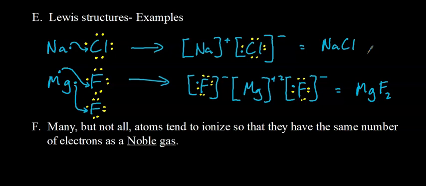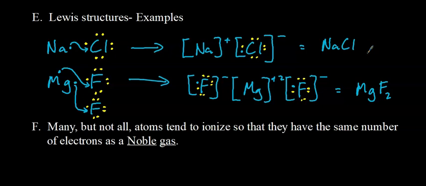How those ions form first of all. So we've heard this before: many but not all atoms tend to ionize so that they have the same number of electrons as a noble gas. So what's so special about a noble gas? Well, all the noble gases are stable. They're chemically inert, meaning they don't really like to be involved in chemical reactions. They don't need to form compounds to be stable. They already have a stable arrangement of electrons.